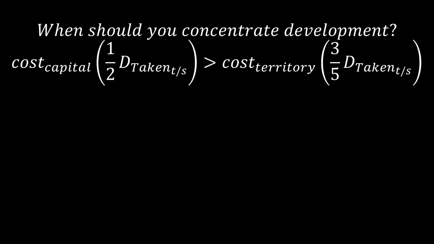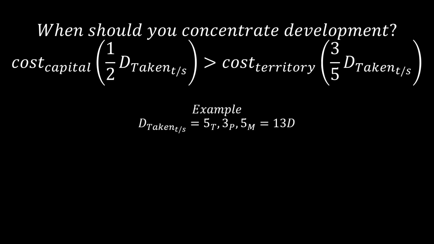So 1/2 times 120% is 3/5. So overall, the equation reads, you should concentrate development when the amount of monarch points required to develop your capital province by 1/2 of the development taken from the state or province is greater than the amount of monarch points required to develop the donor province by 3/5 of the development taken from the state or province.